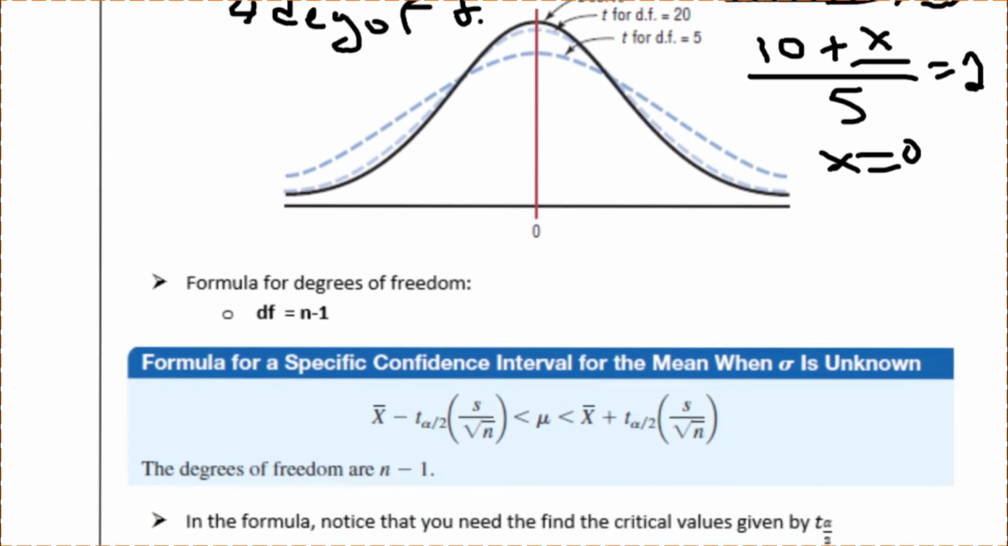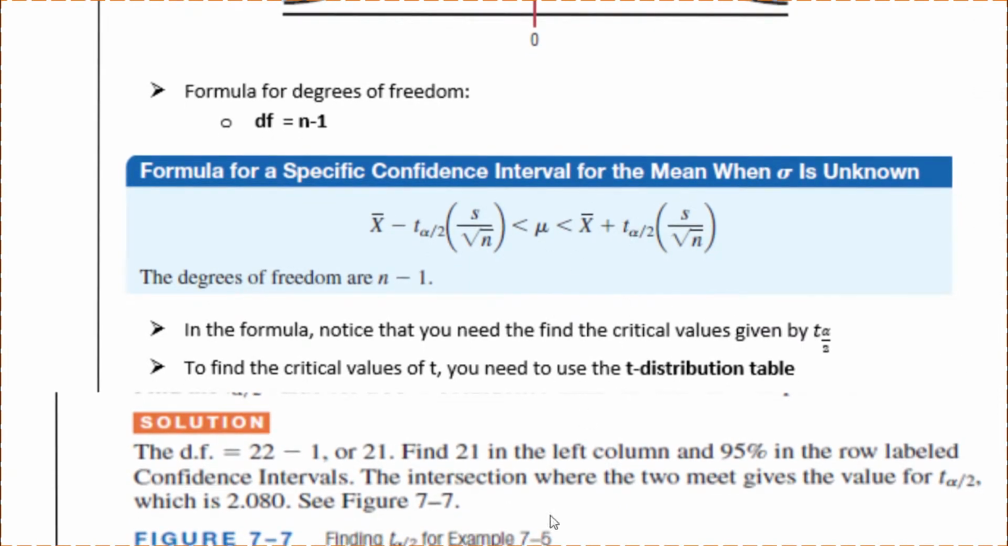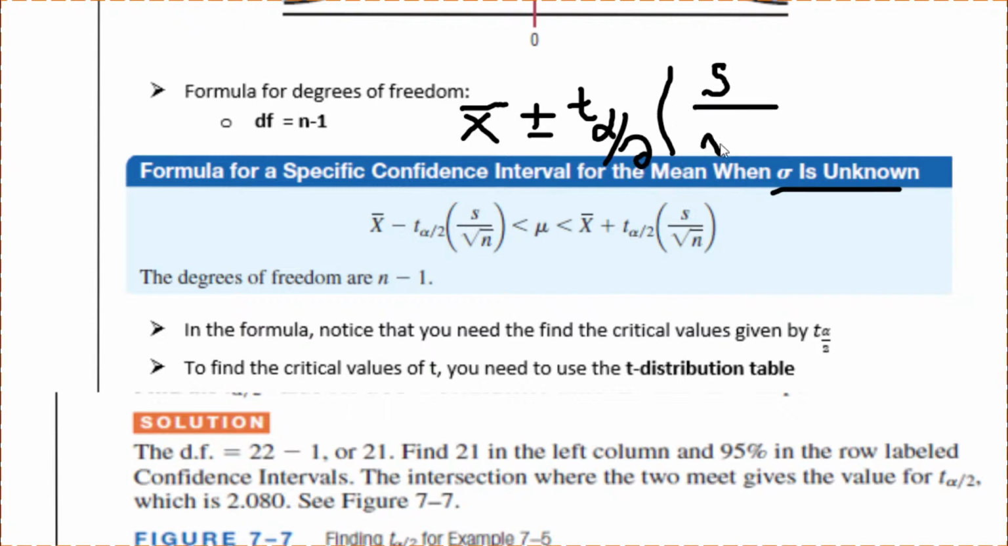So the formula for the degrees of freedom is real simple. It's just taking the sample size minus 1, so n minus 1. And this is the formula. This formula looks very similar to the one that we did for when the standard deviation is known. In this example, it's going to be x bar plus or minus t alpha over 2 times s over square root of n. Okay, so that's another way of writing it. Remember that in the other lesson, this was a z-score, but now it is a t-score.